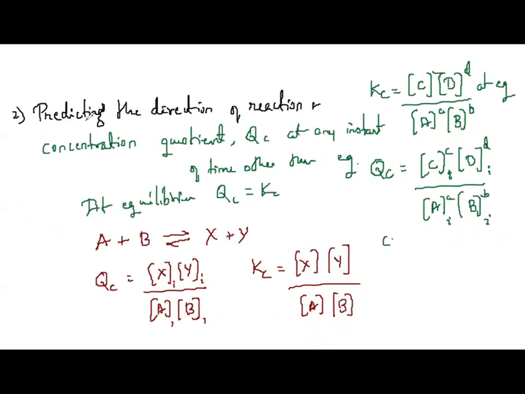Second is predicting the direction of the reaction. We have something called concentration quotient here. So at any instant of time other than equilibrium constant, we have Qc. So Kc, we know this. Qc is the ratio of the product of concentration of the products raised to stoichiometric coefficients to the product of concentration of the reactants raised to stoichiometric coefficients at any instant of time. And at equilibrium, what happens? Qc will be equal to Kc. So I can write Qc like this and Kc like this. I represents what? At any instant of time.